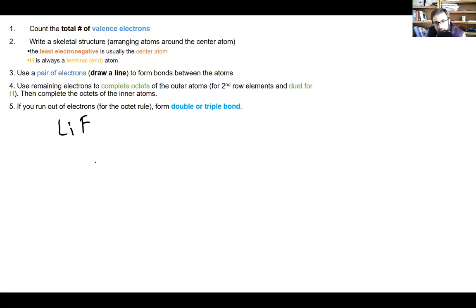Well, first thing to realize here is that we have a metal and a non-metal. Lithium is on the left of the periodic table, fluorine's on the right. So this is an ionic compound. If we drew the Lewis structure for lithium, it has one valence electron. It's going to look like that. And if we drew it for fluorine, it's going to look like that with 7 valence electrons.